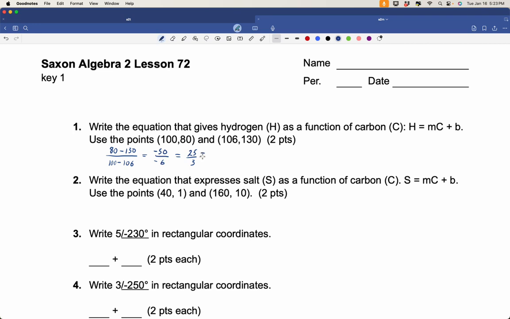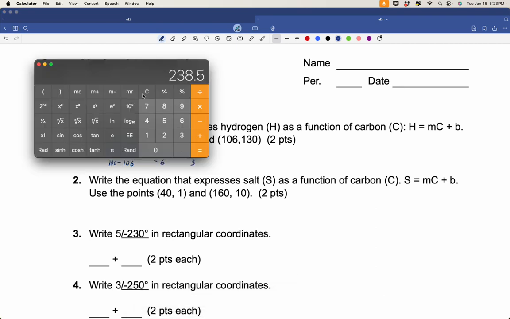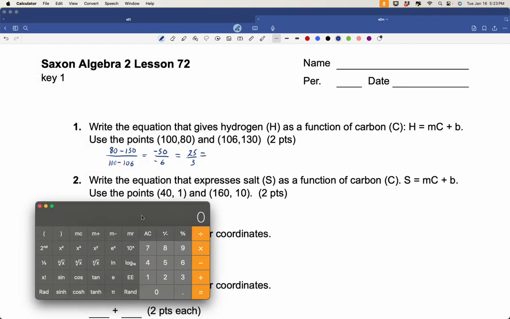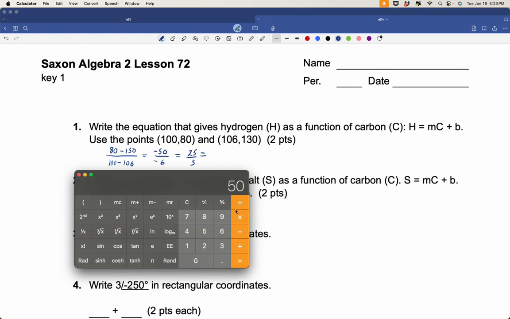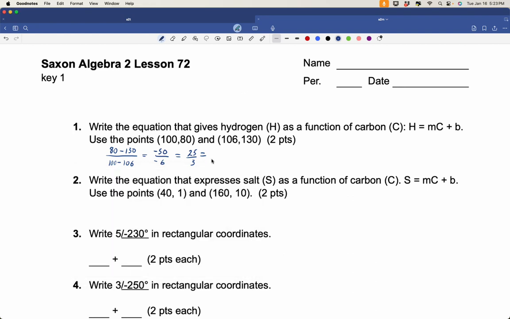Now, typically in scientific work, you're going to do the decimal. You're not going to leave it in a fraction. So we'll do 50 divided by 6. It should be the same thing as 25 divided by 3, 8.333. So yeah, it should be the same thing. So it would be 8.3 with the repeating bar over the top. That's your slope. So we can already start to rewrite it as h is equal to 8.33 c plus b. So we've got to find that b first.